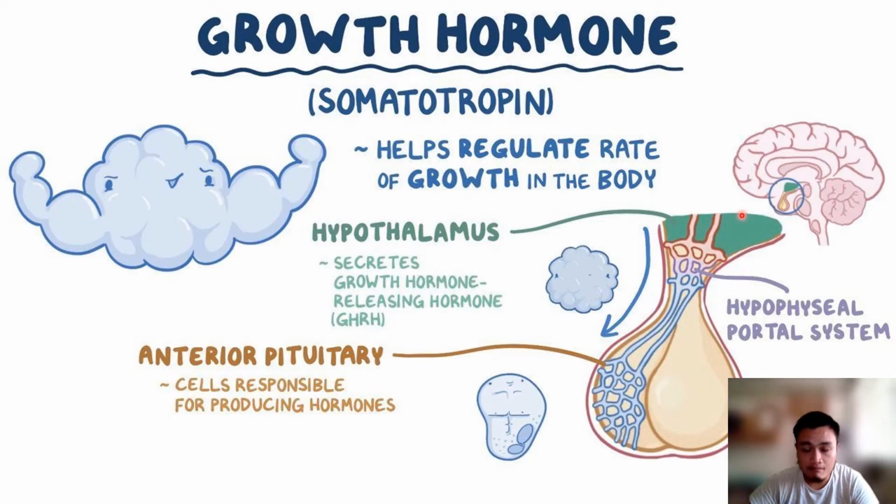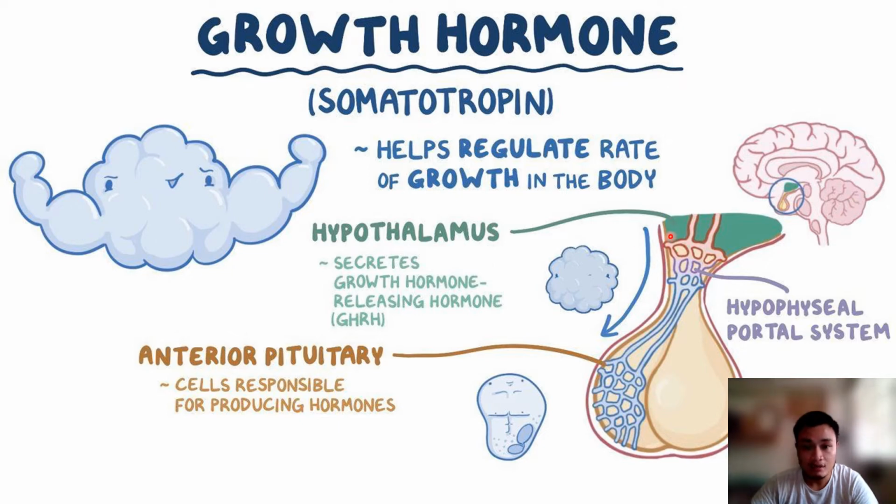Just an example of how the hypothalamo-hypophyseal axis works, let's look at the growth hormone or somatotropin. When there is a need for growth, for example, mga growing animals, the young ones, once stimulated, the hypothalamus secretes the growth hormone releasing hormone or your GHRH.